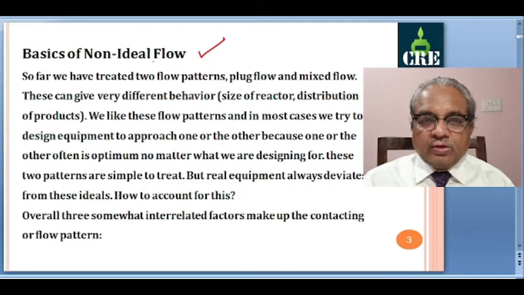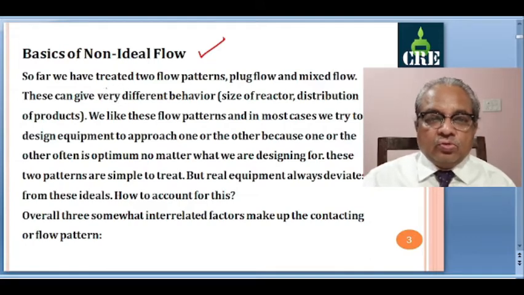Then plug flow reactor, the flow, there is no intermixing of the layers, and each section is moving slowly along the length of the reactor as a separate entity. So at any section the conversion is uniform. So now we will see the non-idealities.